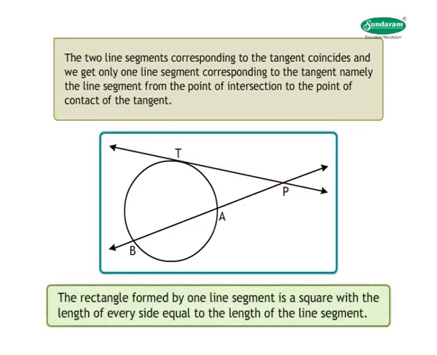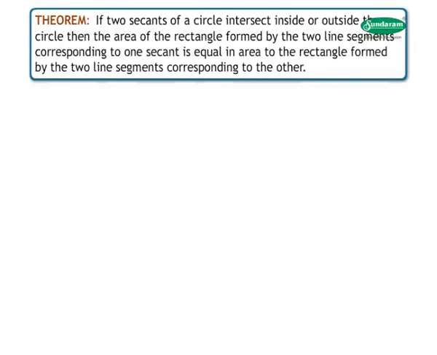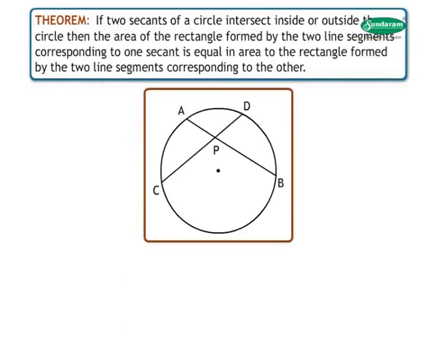Now, the rectangle formed by one line segment is a square with the length of every side equal to the length of the line segment. Theorem: if two secants of a circle intersect inside or outside the circle, then the area of the rectangle formed by the two line segments corresponding to one secant is equal in area to the rectangle formed by the two line segments corresponding to the other.